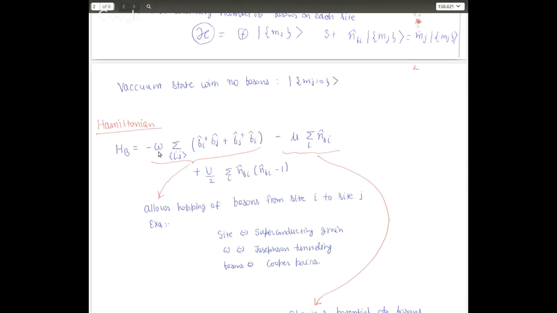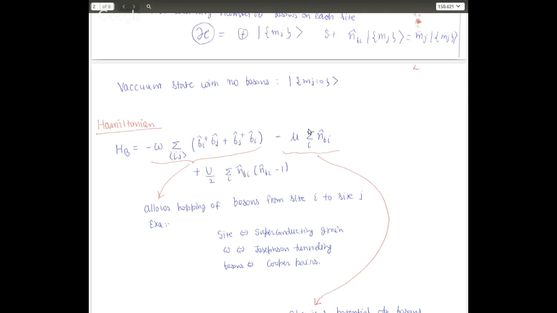So if tunneling is strong, there will be a lot of hopping and so on. But if you reduce the tunneling, then the particles will be confined to individual sites. So in case there is no hopping, you will have terms like this, which are predominant.